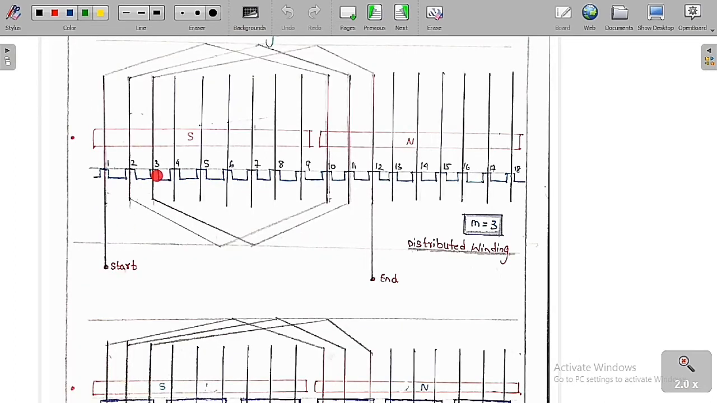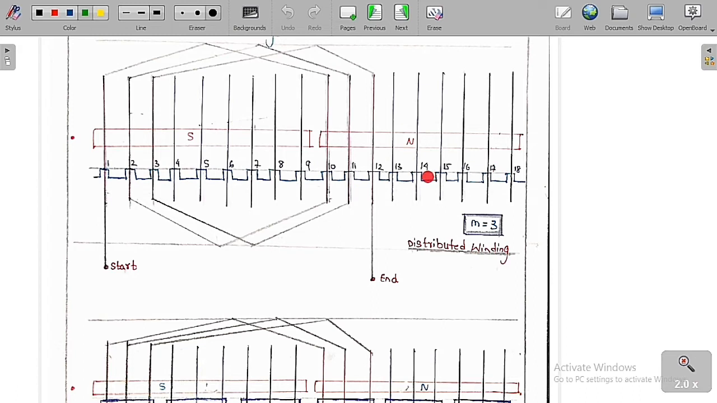Now I am going to do something very important that you always need to understand. There are basically 18 slots: slot 1, slot 2, up to slot 18. So we are going to keep 18 conductors. The pole pitch is 9, because the pole pitch is the ratio of the total number of slots to the total number of poles. Slots are 18, poles are 2, so 18 by 2 is 9. So 9 slots for one pole and the remaining 9 slots for the other pole.